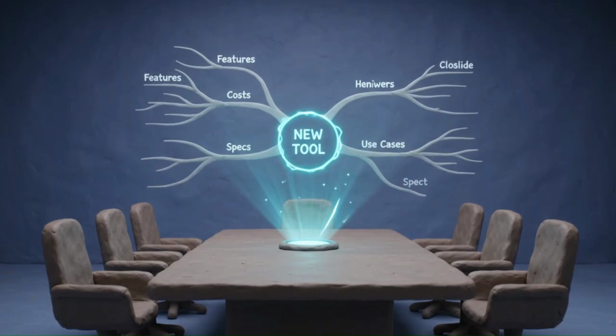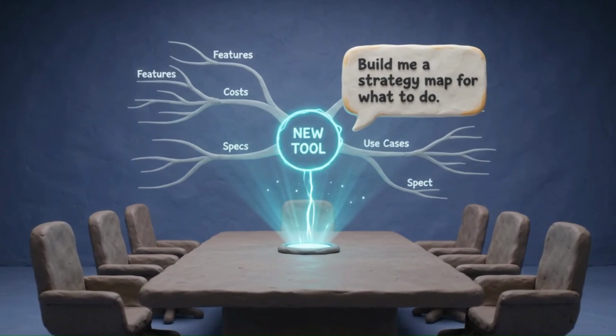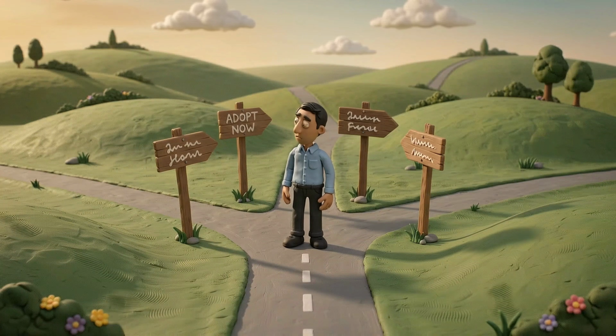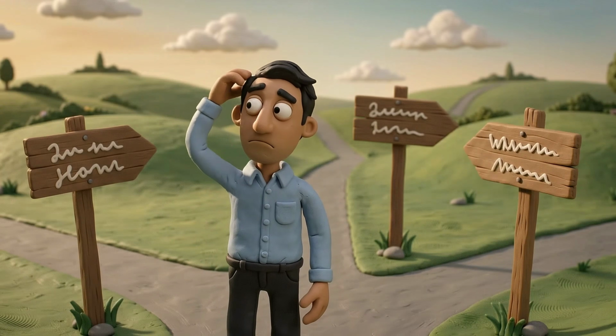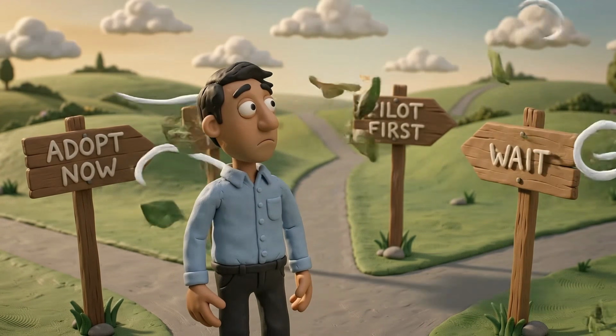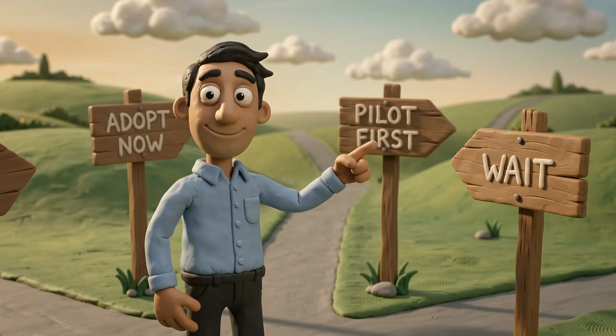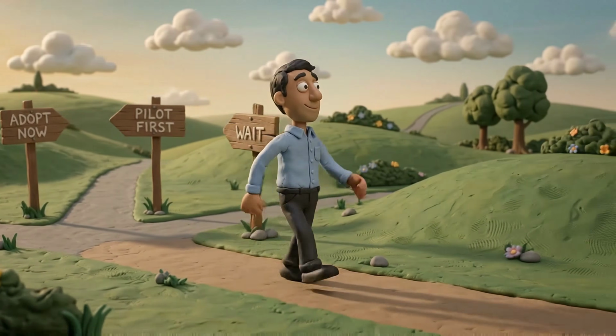Fourth is mind map customization. Imagine you're prepping for a meeting where the team needs to decide whether to adopt a new tool. You need a decision tree, not a topic map. Old way is the default mind map, which gives you a generic taxonomy. New way is you can tell it to build me a strategy map for what to do, and it actually goes ahead and does it. So we'll look into this now.